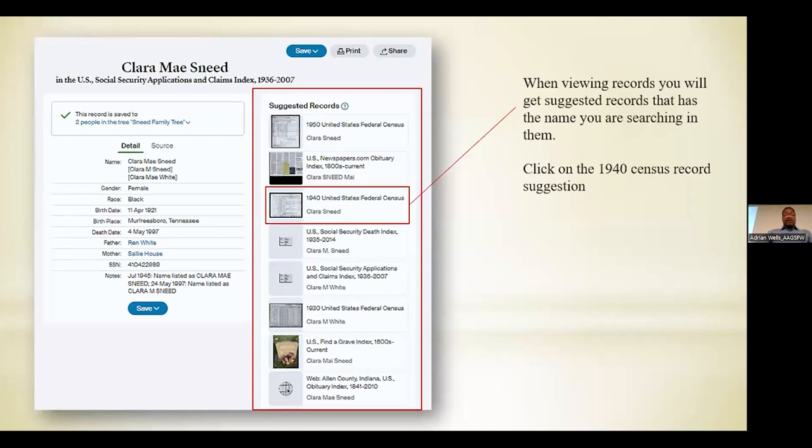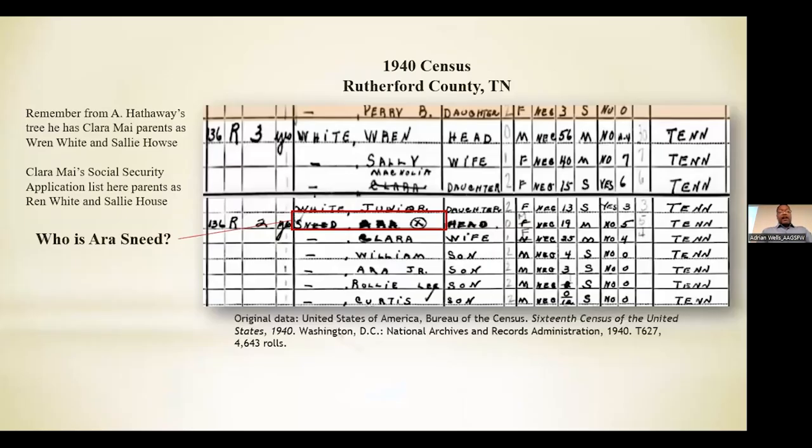So I see that there's a 1940 census there. They say that has a Clara May in that record. So I click on that 1940 census, and I remember from Hathaway's tree that he has a Clara May with parents Wren White and Sally House. And so here we have this 1940 census from the application.